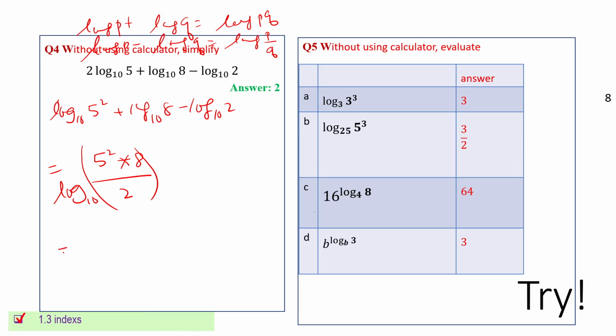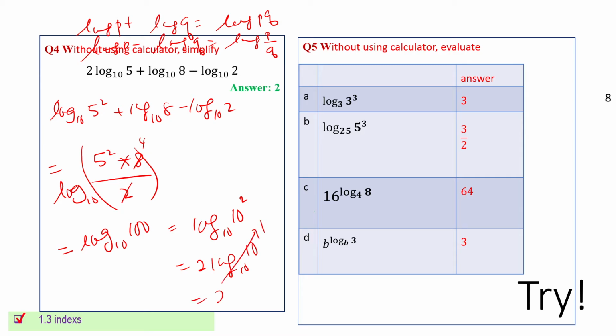Okay, so now if we calculate everything, we have 25 multiplied by 8 divided by 2, actually this one is 100, or we just use this one. 25 times 4 actually is 100. So log 10 100 actually is log 10 10 to the power of 2, then actually is 2 log 10 10. This one actually is 1, so your final answer equals 2.